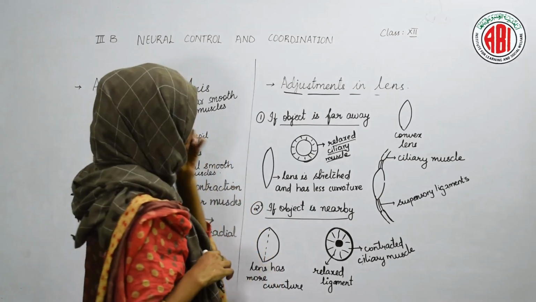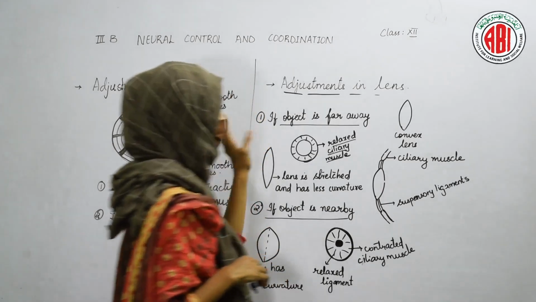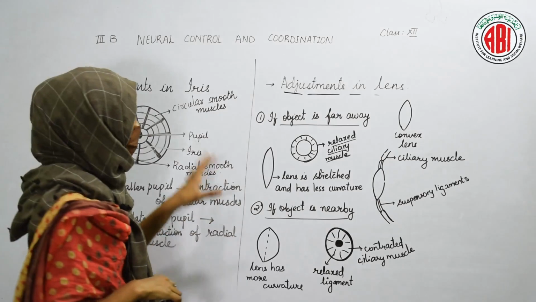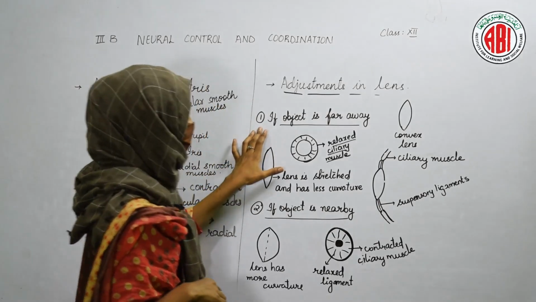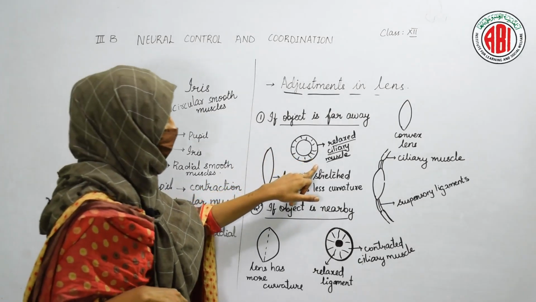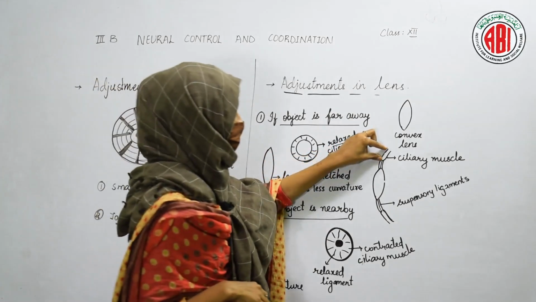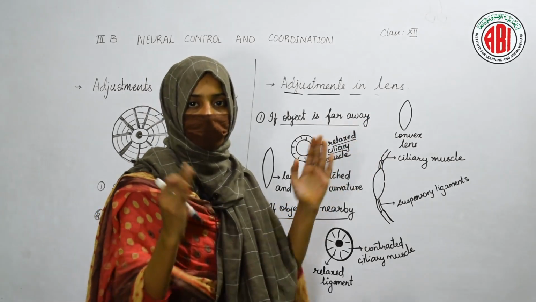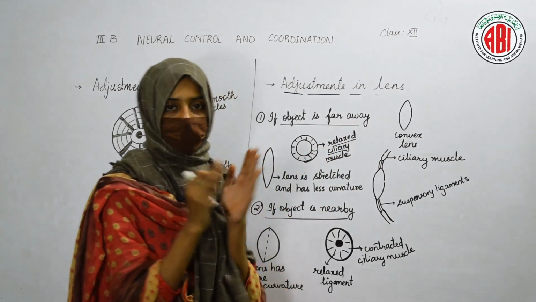So this is what happens to see the objects which are kept far away and nearby us. If you want to see the object that is present far away from you, then relaxation of the ciliary muscles would happen. Due to the relaxation, stretching of the suspensory ligaments takes place, and due to the stretching, the convex lens also gets stretched.